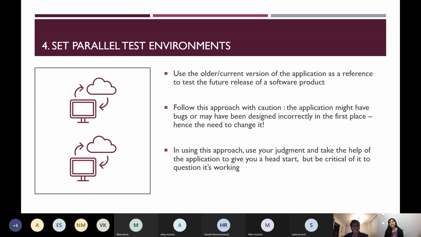But again, this is something that has to be taken with a pinch of salt. This is something that would require judgment on your part as well. There may be a reason this application is being updated. It could be because of defects. It could be because it was designed incorrectly in the first place. The last thing you want is to refer to a system which is wrong to base your tests off. So some level of judgment is required to balance out how much you should be referring to this parallel version of, let's say, the old software, and then having a new version on the new environment, on another environment, and trying to compare it. It really takes some judgment to still use the situation to get a head start, but then be critical and question if you should be relying entirely on how it's working right now.